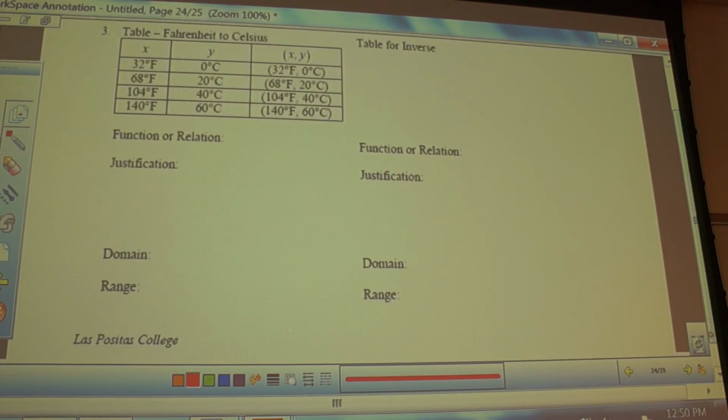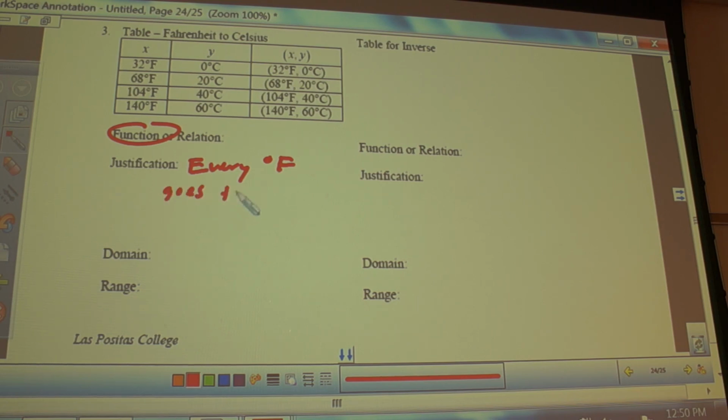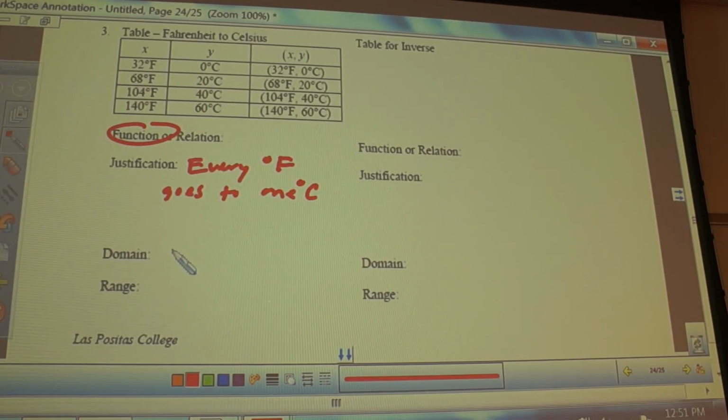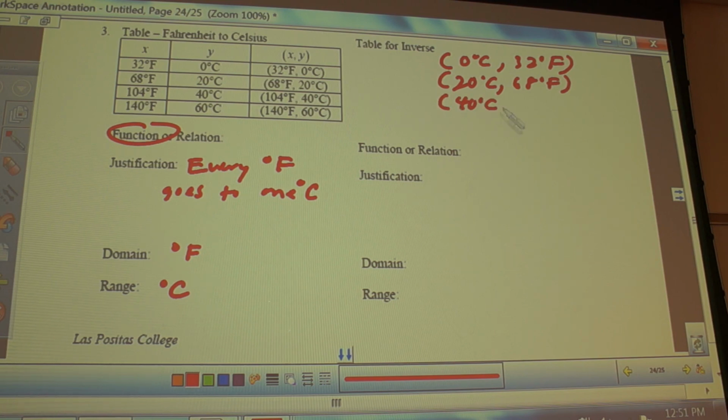Okay, good. Next one, down here, Fahrenheit to Celsius, functional relation. So does every X value have only one Y value? Yes. Every degree Fahrenheit goes to one degree Celsius. My domain is degrees Fahrenheit. My range is degrees Celsius. My inverse, I'm just going to write out the flips of these guys. So 0 degrees Celsius is 32 degrees Fahrenheit. 20 degrees Celsius is 68 degrees Fahrenheit. 40 degrees Celsius is super hot, 104 degrees.